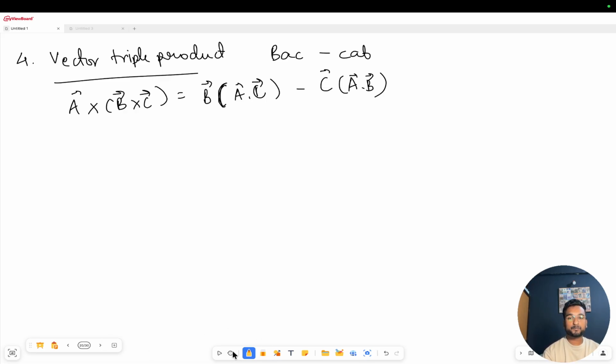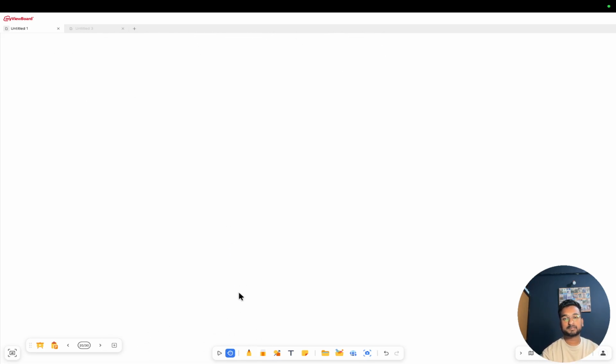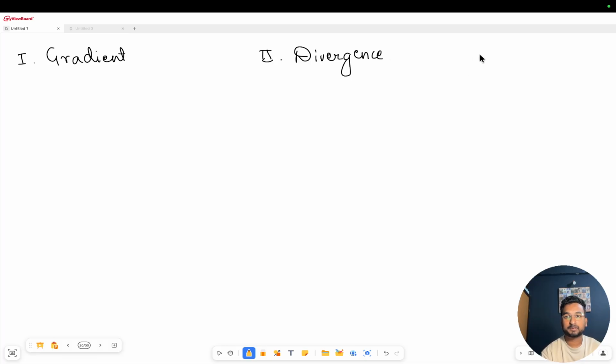And the next important thing in vector algebra you should know is what is gradient, what is divergence, and what is curl.